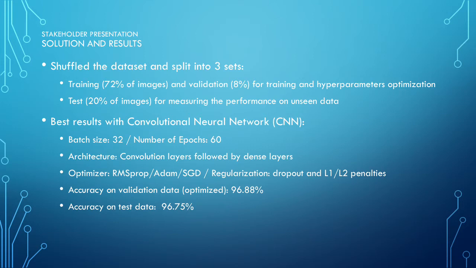I first shuffled the dataset and split it into three sets: 20%, which is 1,171 images, to test the final model on unseen data, and the remaining 80% to train the model, split into 72%, or 4,216 images, to effectively train the models, and 8%, 469, for validation during the training, meaning to optimize hyperparameters of the model.